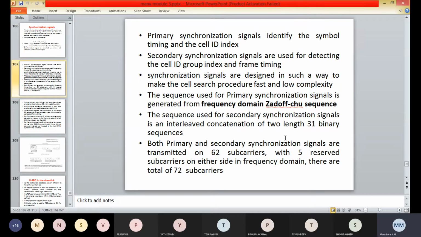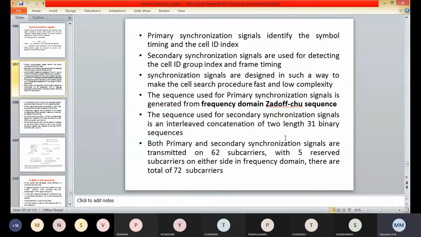So here there are three different root sequence indices corresponding to the cell indices, that is NID2 equal to 0, 1, 2. This makes the primary synchronization signals for the different cell IDs orthogonal to each other.